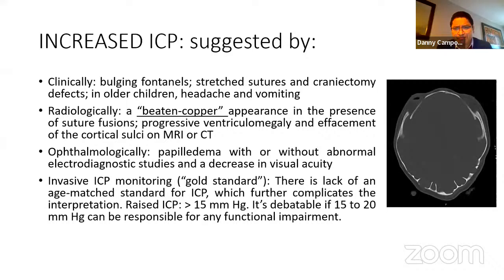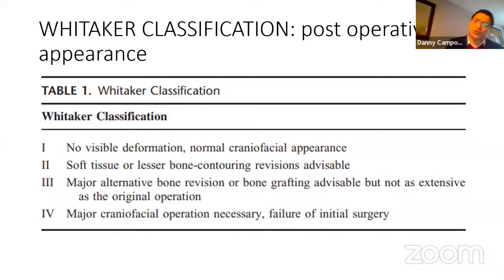The Whitaker classification is used to assess the post-operative appearance. In this classification, classes 3 and 4 show us a worse evolution after surgery. Class 3 includes major alternative bone revision or grafting, visible but not extensive revision of the original surgery. But class 4 reveals a failure of the initial surgery. We need to make a major craniofacial operation.